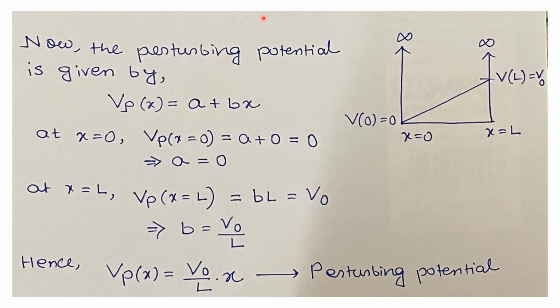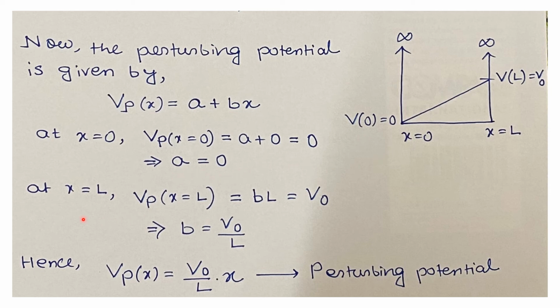We already know about the wave function or the eigenstate of the particle in the unperturbed system. Now we will include the perturbation which is varying linearly from x equals 0 to x equals L. So the perturbed potential will have the form A plus bx, which is the equation of a straight line. So we will apply the boundary conditions of the perturbed potential to find the coefficients A and B in that equation. So at x equals 0, this perturbed potential is 0. So basically it will give A equals 0.